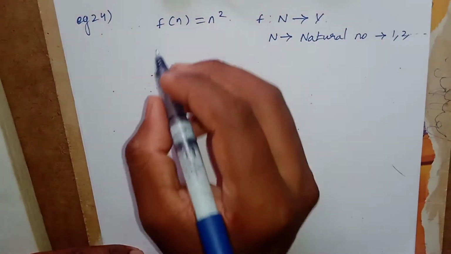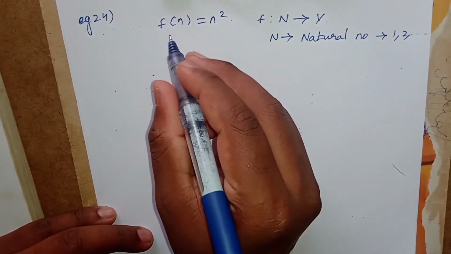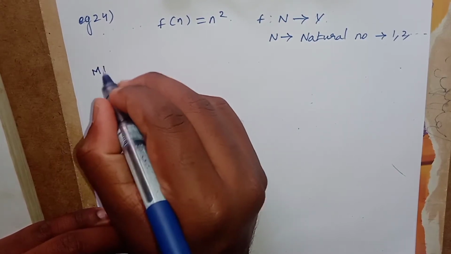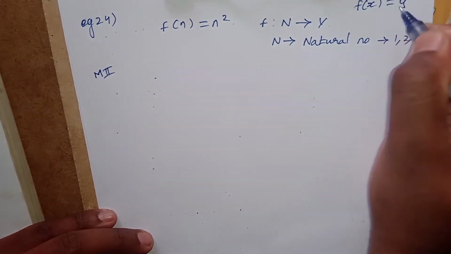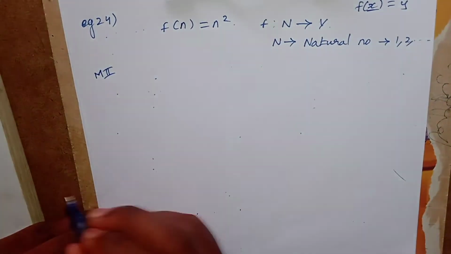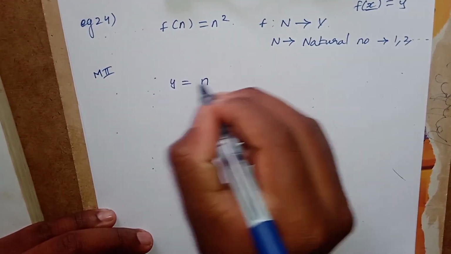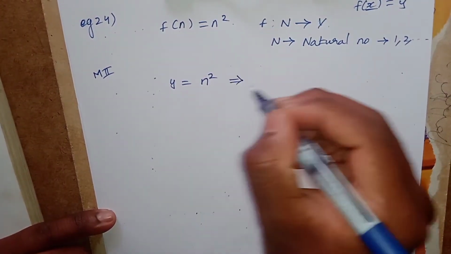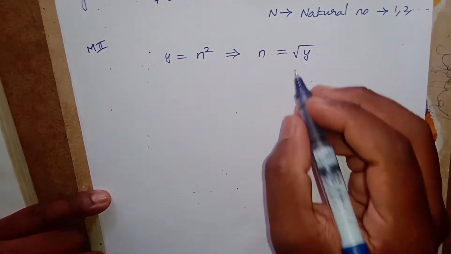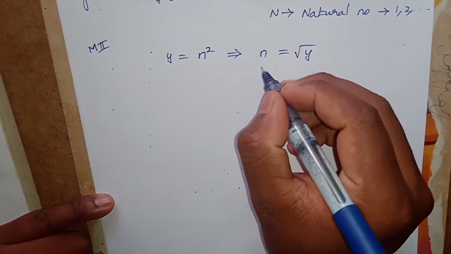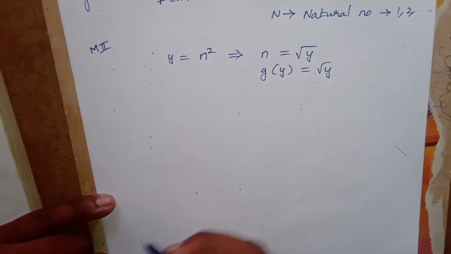Here first you have to take the given function f of x is equal to y. I am doing method 2 now. f of x is equal to y, we have to take y in the place of x. Here we have n, therefore f of n is equal to y, therefore y equals n square, therefore n is equal to root of y. Here it is my g of y is equal to root y.